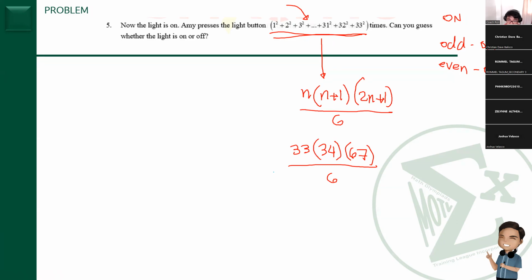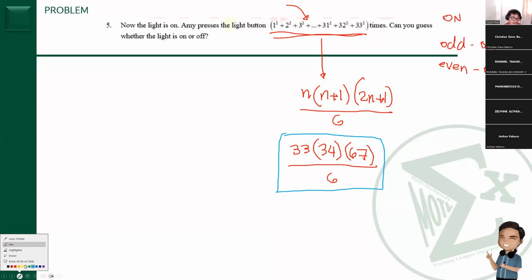You don't have to evaluate everything. We don't have to get the exact number. We just need to know if this is odd or even. So we can cancel out the 3 here and make this 11, and cancel out the 2 to make this 17. So 11 times 17 times 67, I'm sure that's odd because you're multiplying 3 odd numbers. So that's one way to do it.